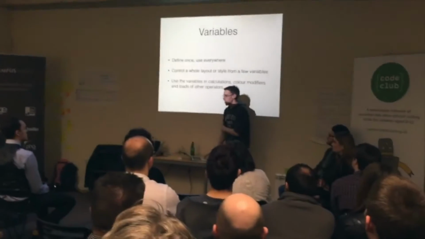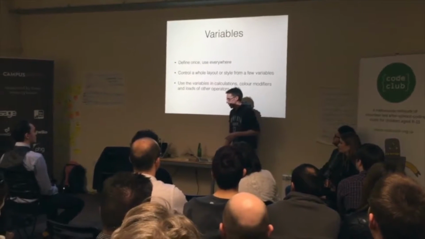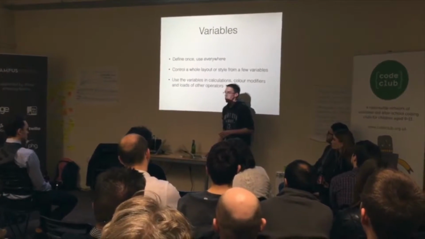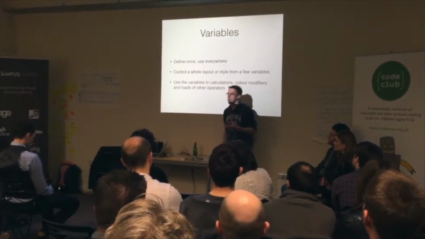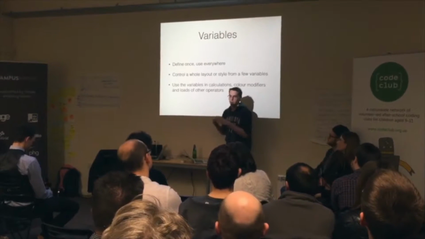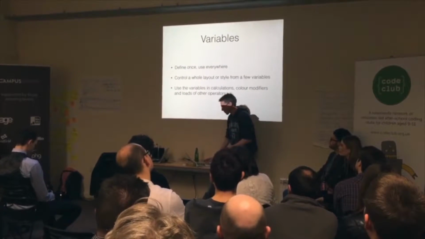Variables can also be used in calculations. You can run color modifiers over them, and there are loads of other operations that you can do with variables. So you can do some clever stuff where you define a few variables, and then convert those into a whole range of colors, a whole range of different sizes to be used through your code.